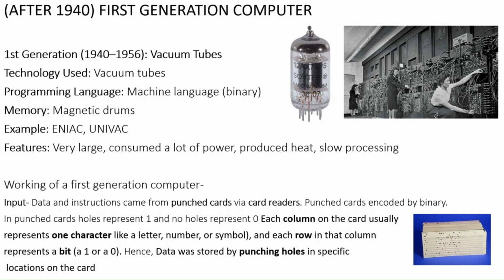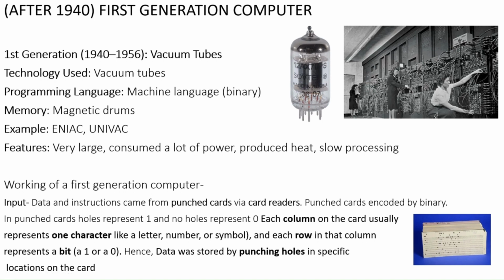Now the question is how punch cards actually work. Punch cards are nothing but cards which contain instructions or a program in machine language. Machine language is made up of only two digits, zeros and ones, and we have to represent instructions in machine language. How do we represent zeros and ones? By punching holes. Yes, we punch a hole, and it represents one. And if there is no hole, then it represents zero. Each column on the card usually represents one character, like a letter, number or symbol. Each row in that column represents a bit, a one or a zero. Hence, data was stored by punching holes in specific locations on the card, and that's how the punch card stored instructions and programs for the calculations of a first generation computer.